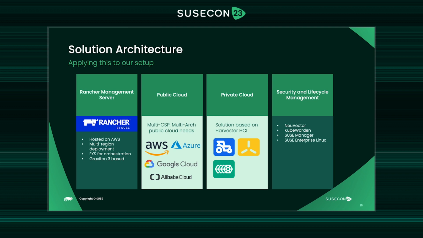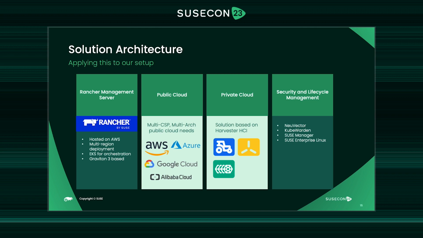Now we've covered the SUSE offering, let's discuss how this applies to our specific setup. The first part is the Rancher Management Server, which we've deployed today on AWS using a Graviton 3 based EKS cluster. We do have plans to deploy this in other regions and possibly also other cloud providers. We then have a split of public and private cloud deployments as our downstream clusters. For our public cloud deployments, we have a mixture of different providers available to us, including AWS, GCP, Azure and Alibaba. This also presents us with a mix of architectures depending on the needs of the projects.